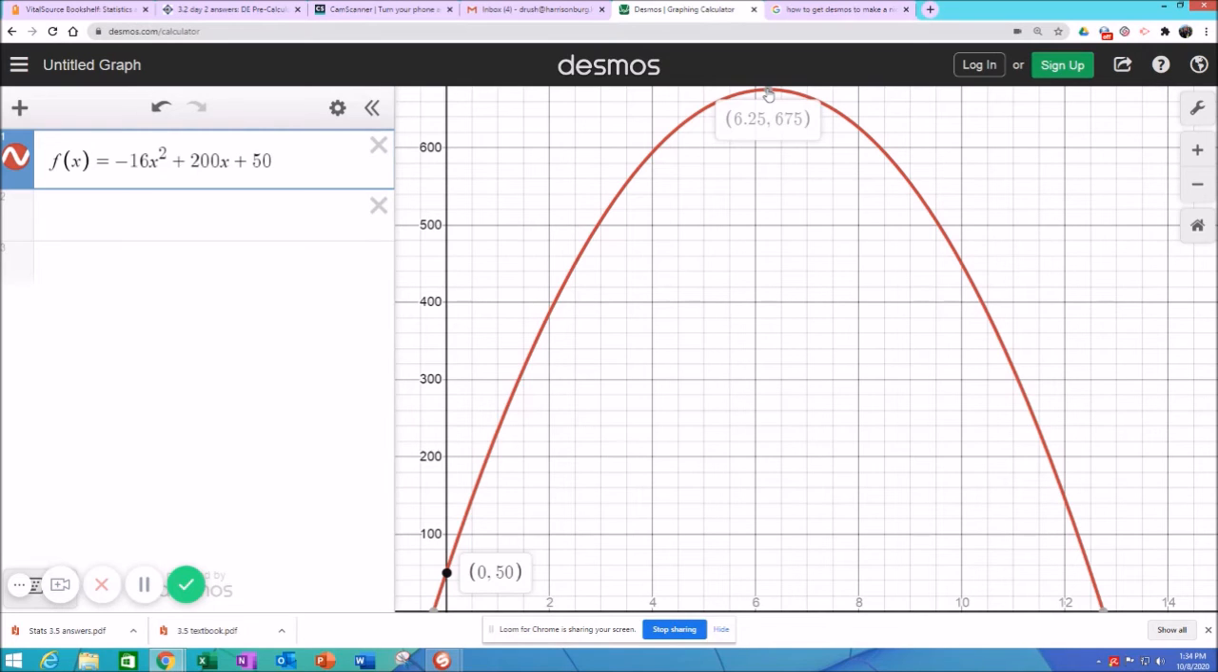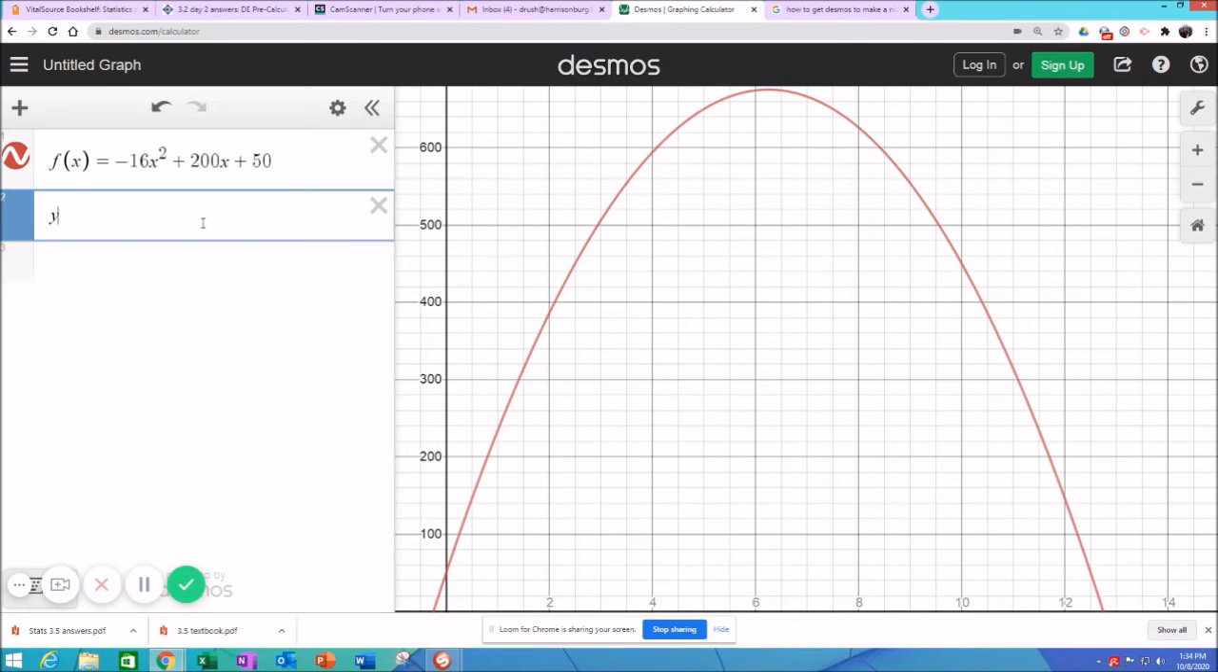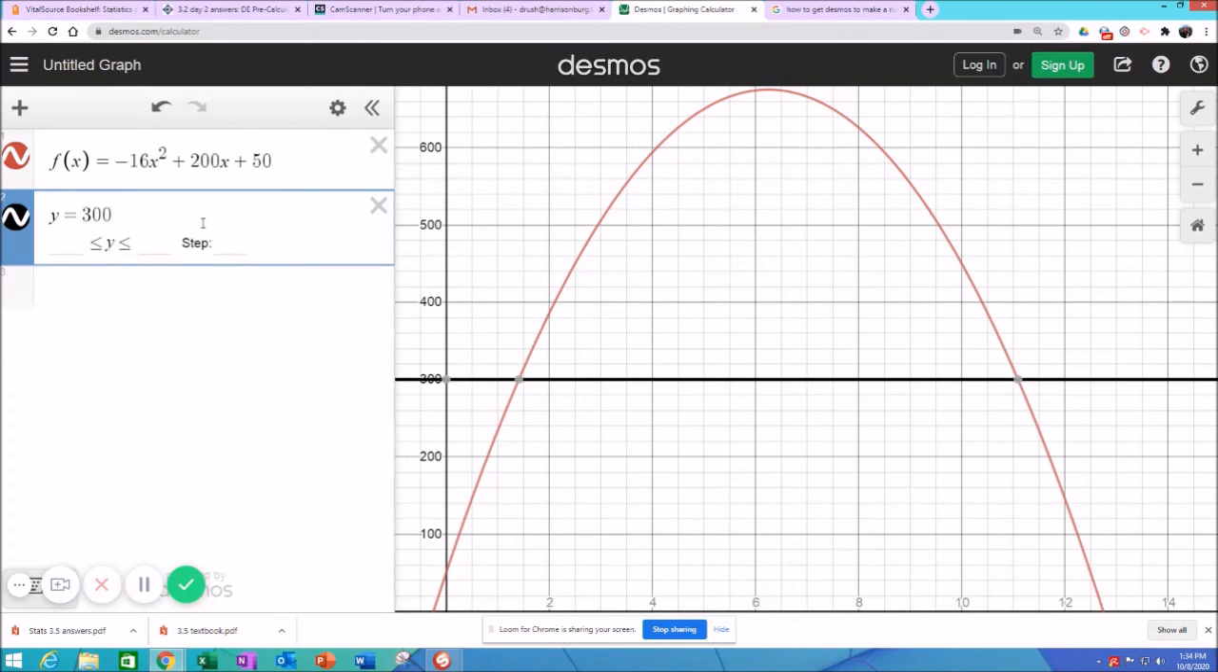1.409 seconds until 11.091 seconds. So the exact question says, for what time interval will the rocket be more than 300 feet above the ground? So for how long? So from here to here, 11.091 seconds minus 1.409 seconds, it will be above 300 feet for 9.682 seconds. Okay, so if I subtract those two times.